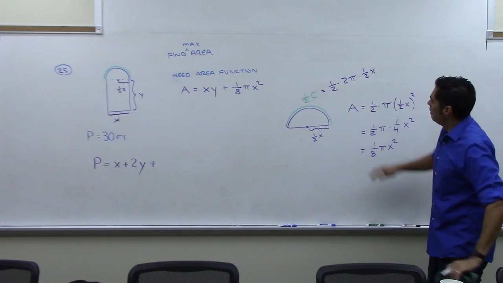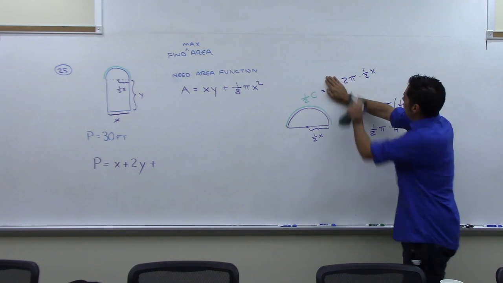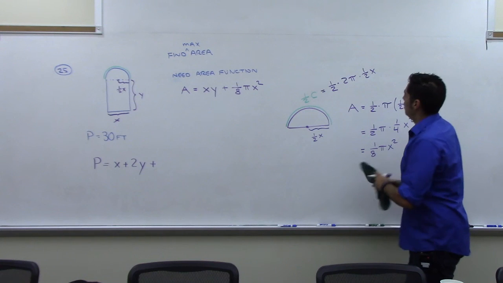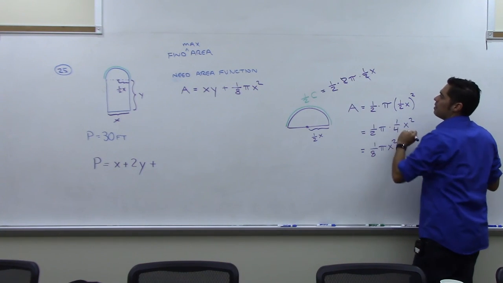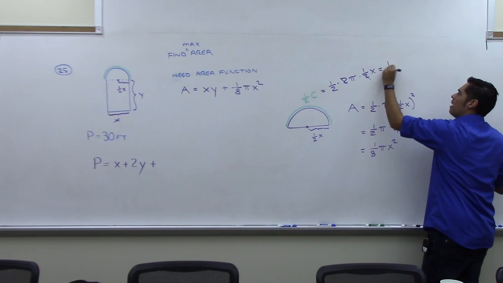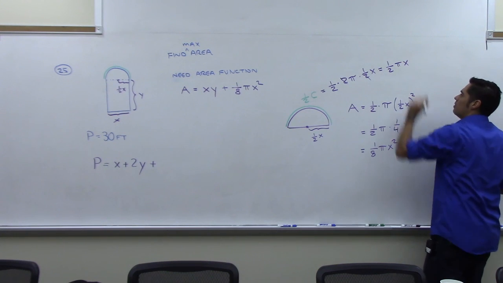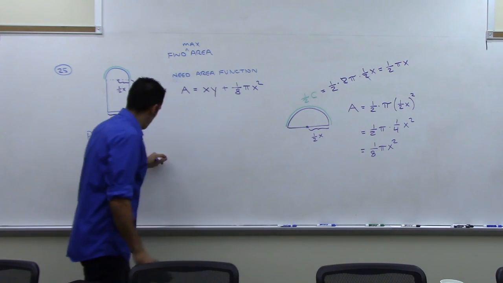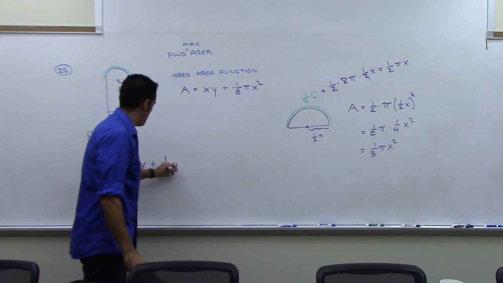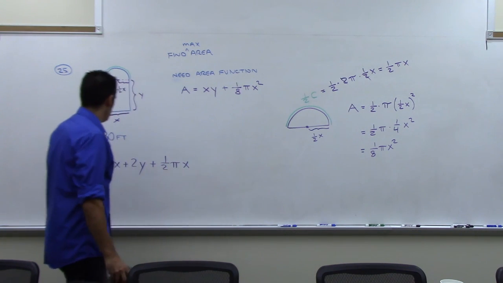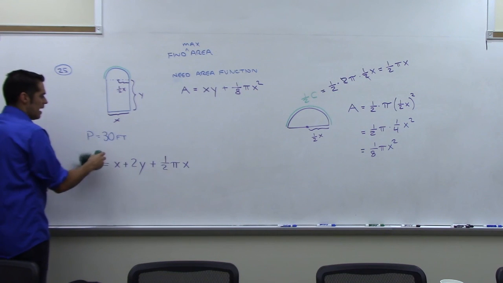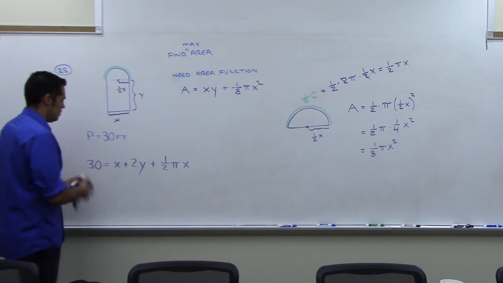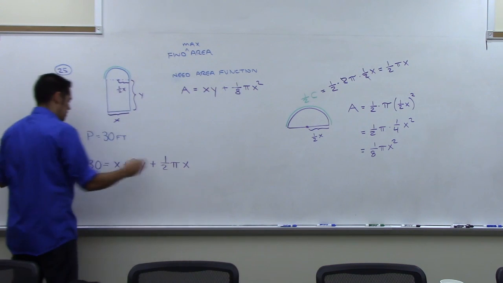Okay, so do you see that? This is 2 pi r. 2 pi r is the circumference of a full circle. I want half of that. And so some 2's cancel here, and I just get 1/2 pi x. All right, so that's what I have here, 1/2 pi x. So that should be my perimeter, and that has to be 30. So let me just put 30 here instead. So the perimeter of the Norman window must be 30.